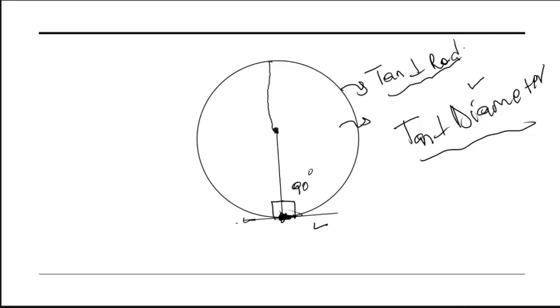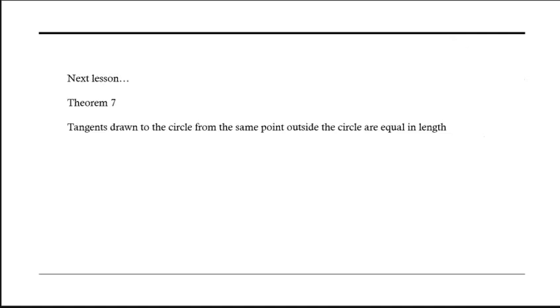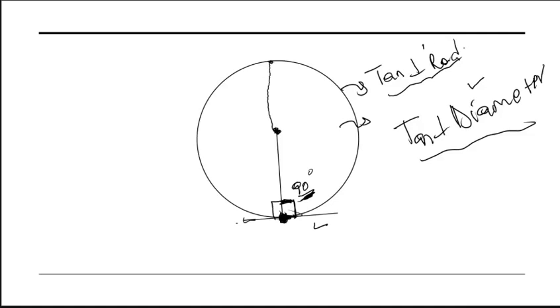I just need you to be able to identify when a radius is in contact with a tangent, and also when a diameter is the one in contact with the tangent. And always remember, at the place of contact, this angle will have to be 90 degrees. And that's it, ladies and gentlemen, about this theorem. These are the accepted reasons.